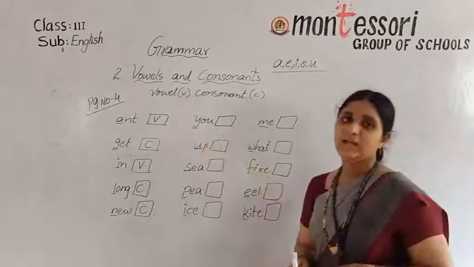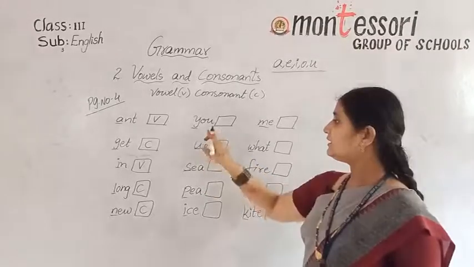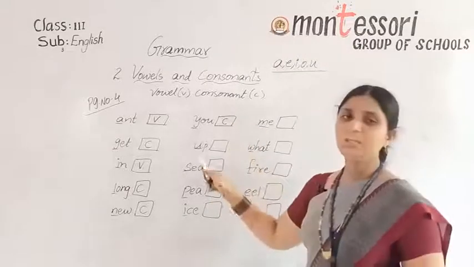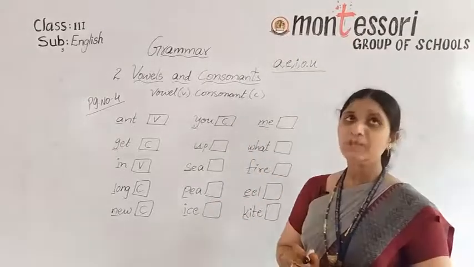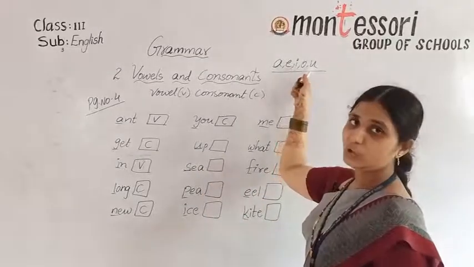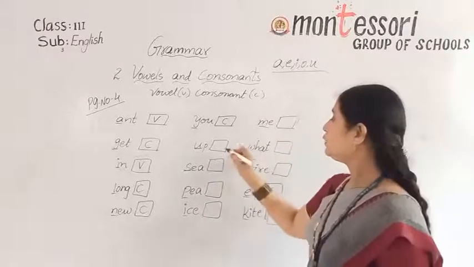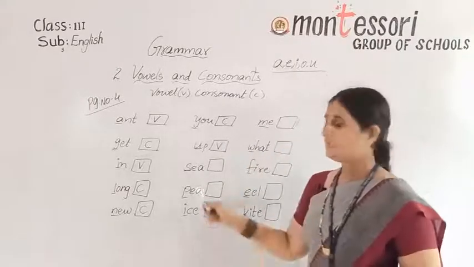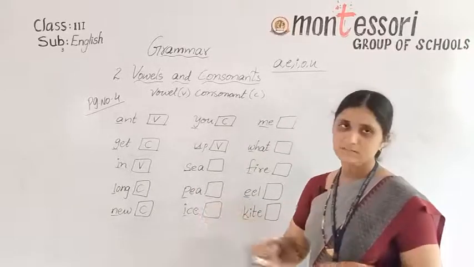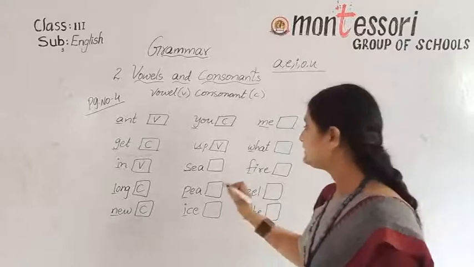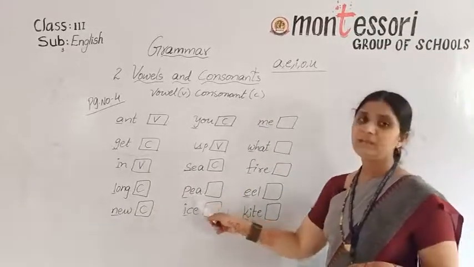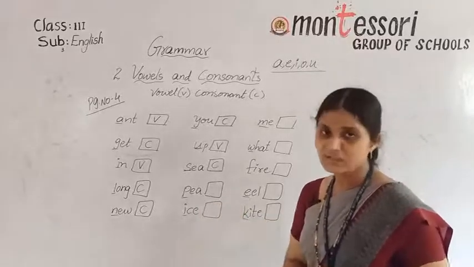Next, you. Y-O-U. First letter is Y. Y is a consonant. U-P, up. The first letter is U. Look at the vowels. A-E-I-O-U. U is there in vowels. So, it is a vowel. Next, sea. S-E-A. First letter is S. So, S is a consonant, not vowel. Okay. Pea. P-E-A. P is a consonant.